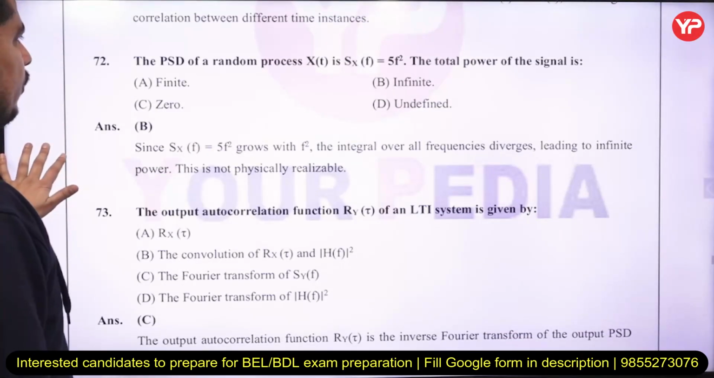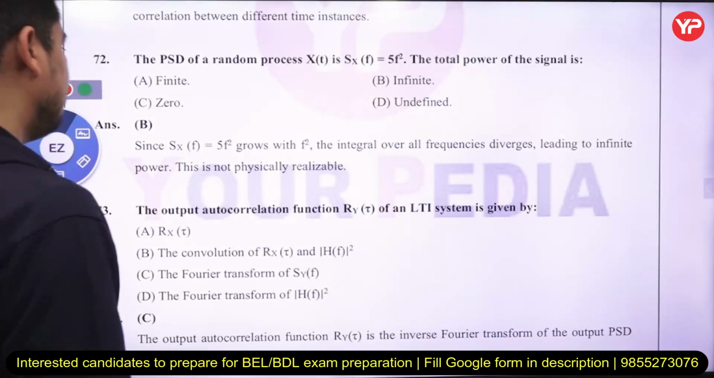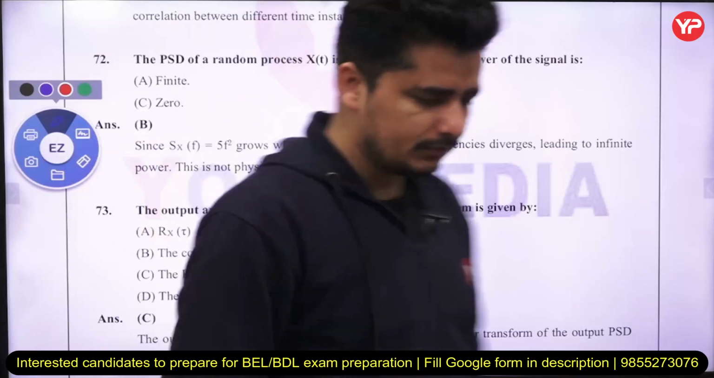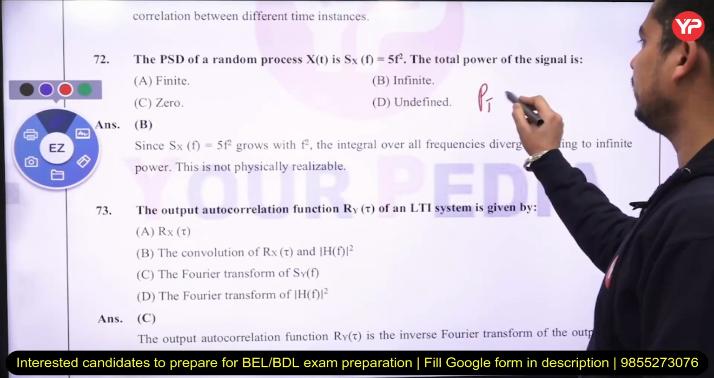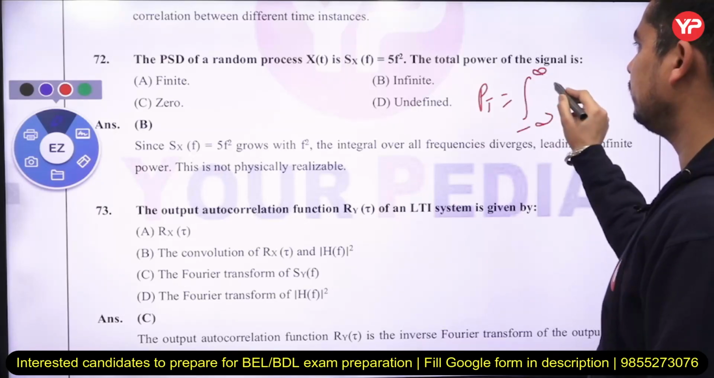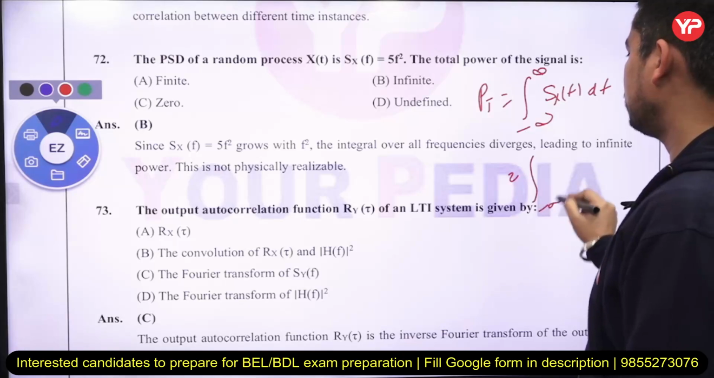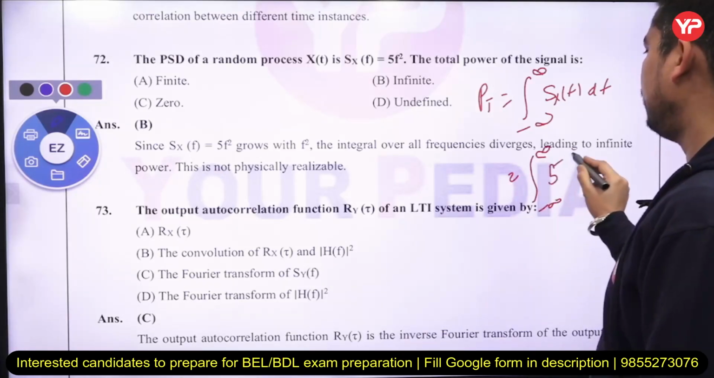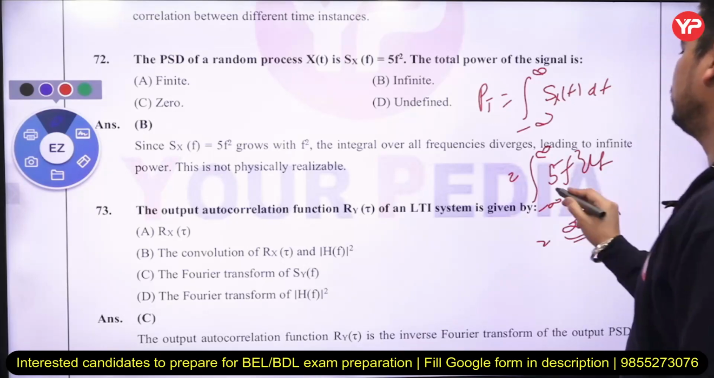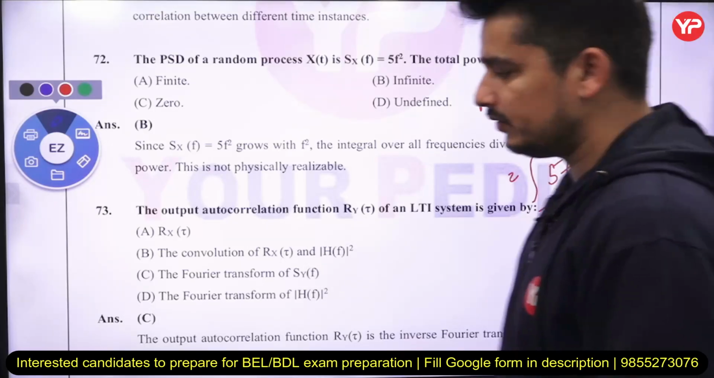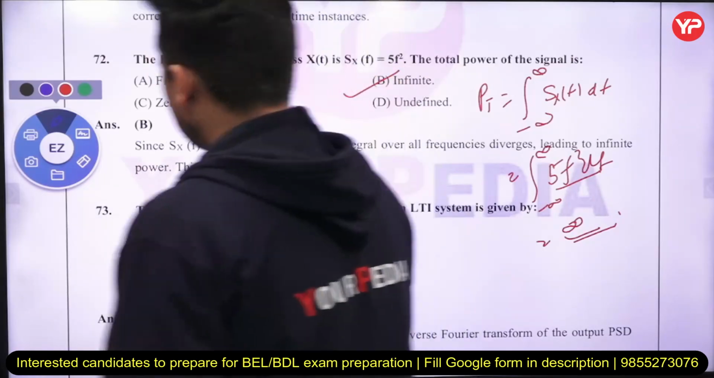The PSD of a random process x(t) is this one. Whenever you have a PSD, you can find the total power. Total power P is the integration from minus infinity to infinity of Sx(f) df. So whenever you integrate from minus infinity to infinity 5f square df, that is going to be infinite, because it is f cube, and when you replace infinity, that will be infinite. So what will be the answer? It is infinite. Answer will be B.